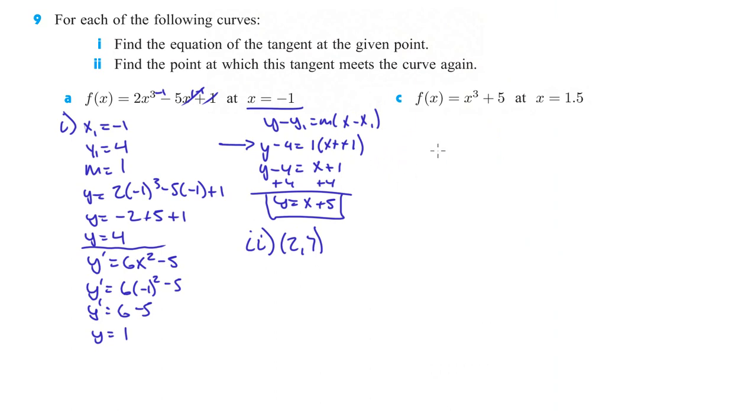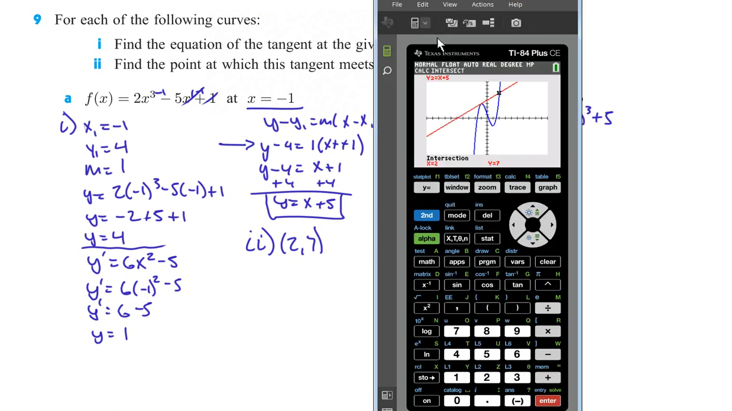Okay? Okay, part C here, same idea. We need to know what x is, what y is, and what our slope is. So x we already know is 1.5. So to find y, we're going to plug that 1.5 in. So we get y equals 1.5 to the third plus 5. That's not a very nice one, is it? But we will make it work.